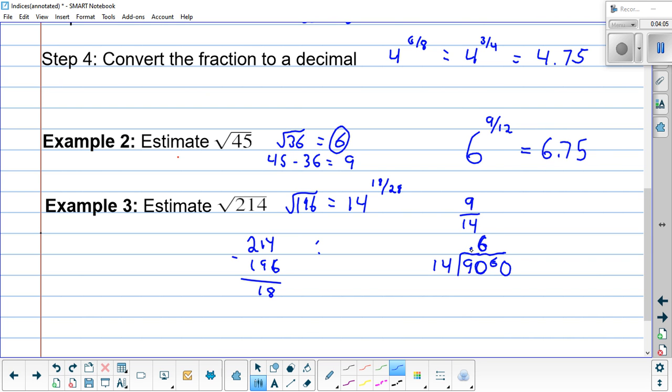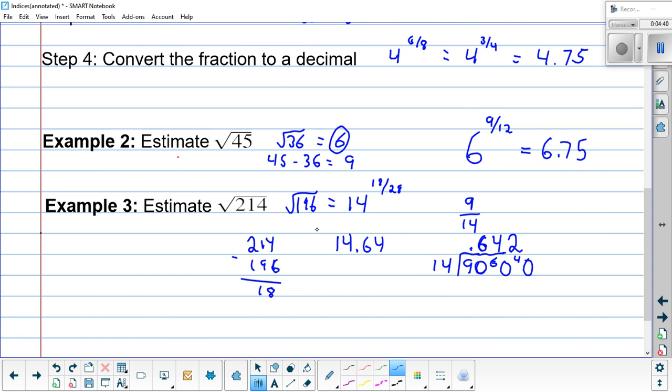14 into 60 fits 4 times, and then we have 4 left over. Add a 0, and it goes into 40 twice. I'm just going to stop there, because we only need it as an estimate, so 14.64 even.